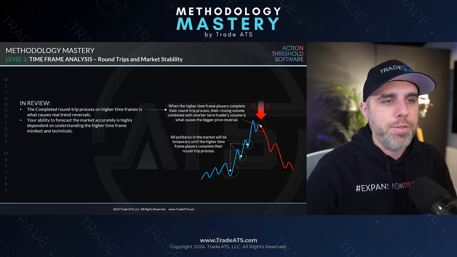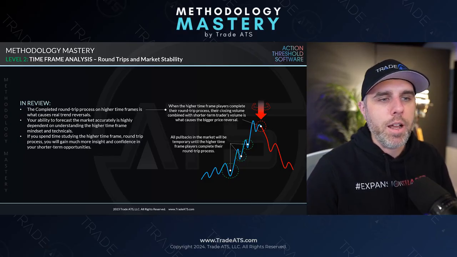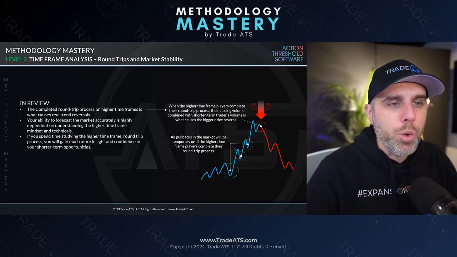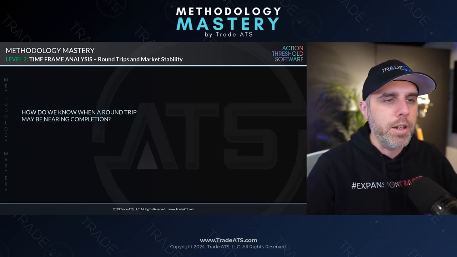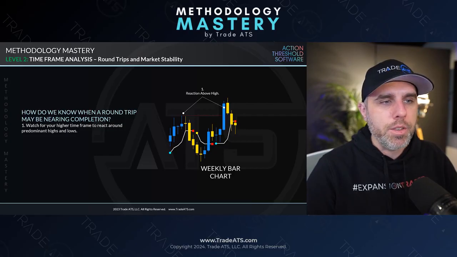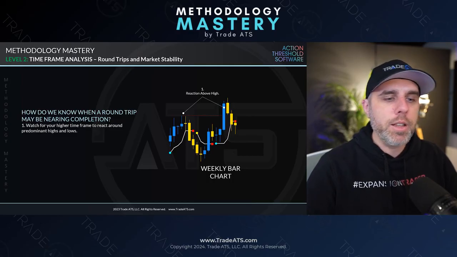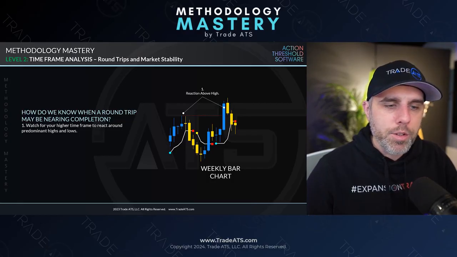So your ability to forecast the market accurately is highly dependent on understanding the higher time frame mindset and technicals. If you spend time studying the higher time frame round trip process, you will gain much more insight and confidence in your shorter term opportunities. That's key here. So how do we know when a round trip may be nearing completion? Just to reiterate, we have a reaction above a high, looking at the weekly bar chart here. When you see your higher time frame, if you're trading, let's say, a 30-minute into a daily, you not only want to be cautious when we come through liquidity line levels, if we're using the software, but pretty much every predominant high and low.